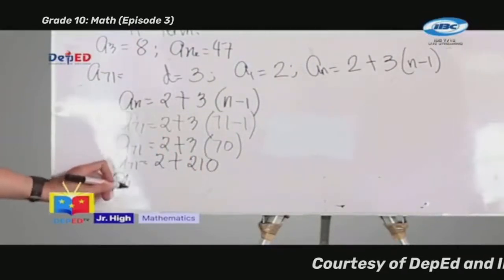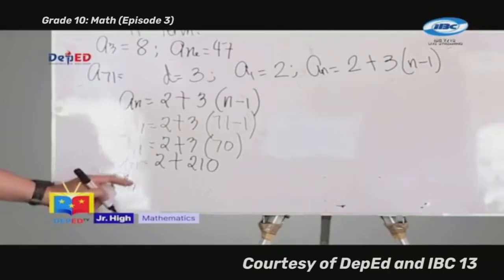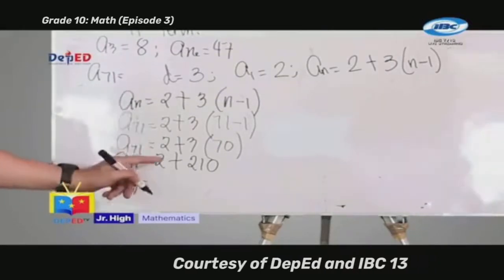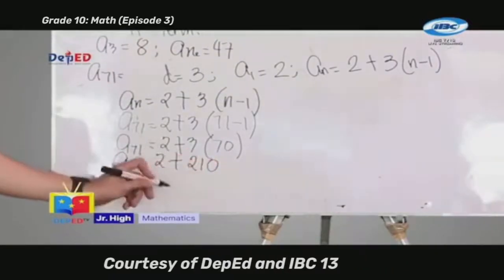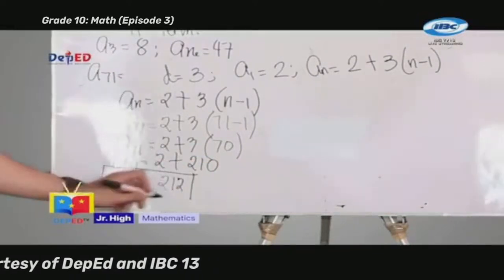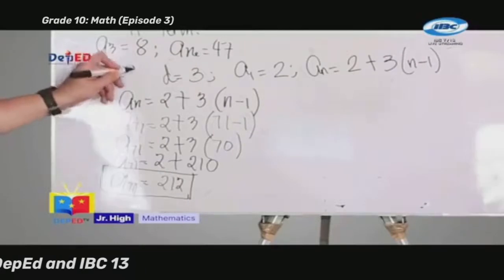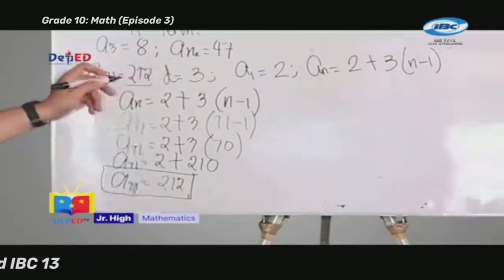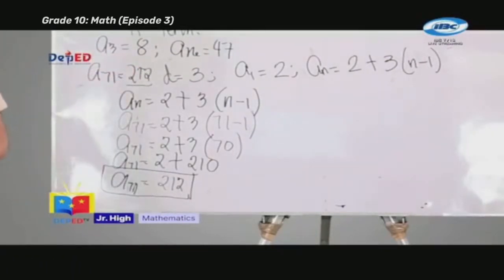Add the two values, that's 2 plus 210, that's 212. Therefore, our 71st term is 212. Let's keep on practicing. There's more. Here's another way of solving the difference d.